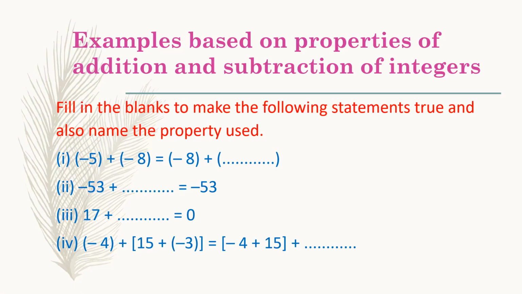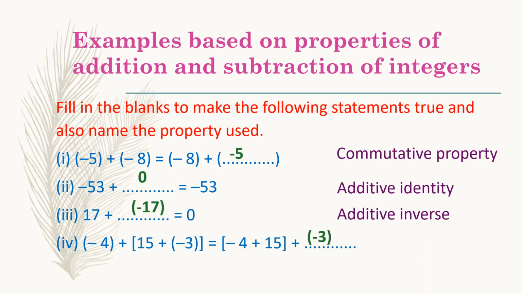There are two types of questions which are generally asked. The first one: fill in the blanks to make the following statements true and also name the property used. Here I have explained four different questions based on commutative and associative properties, which you can see on the screen.